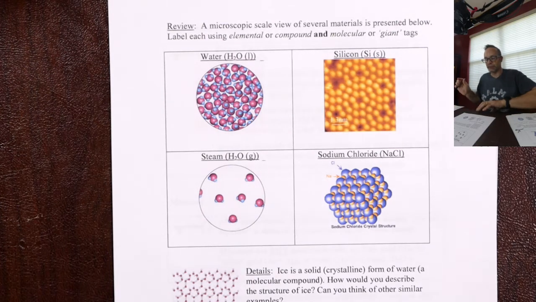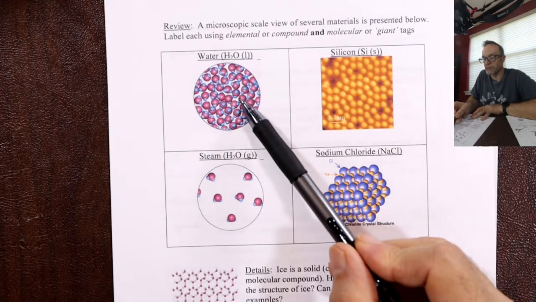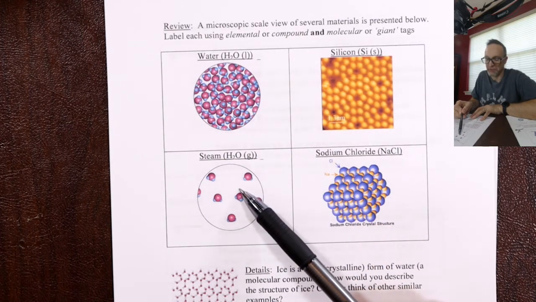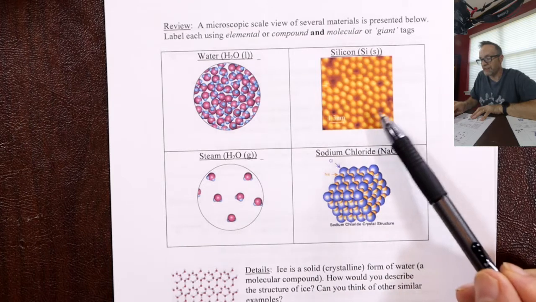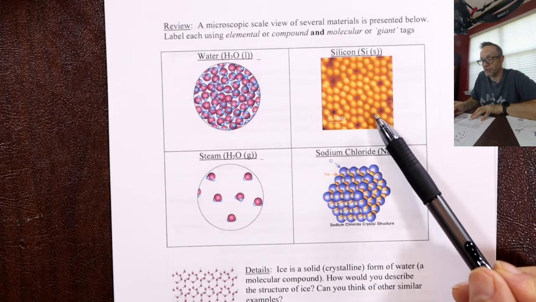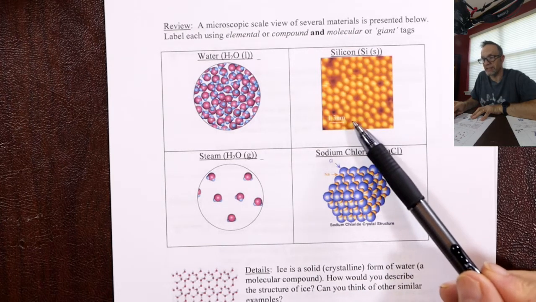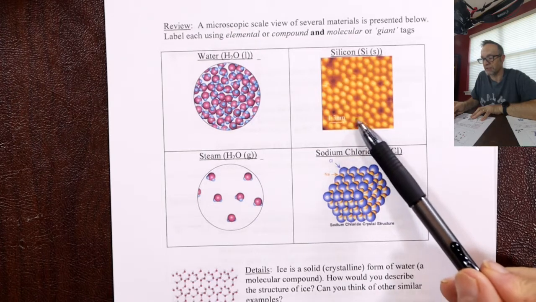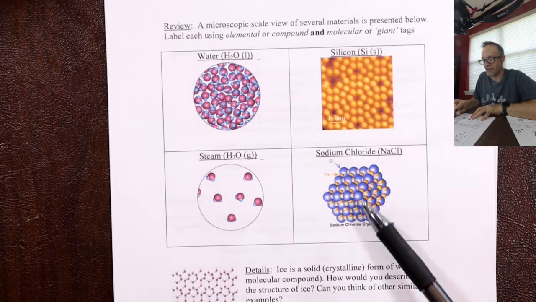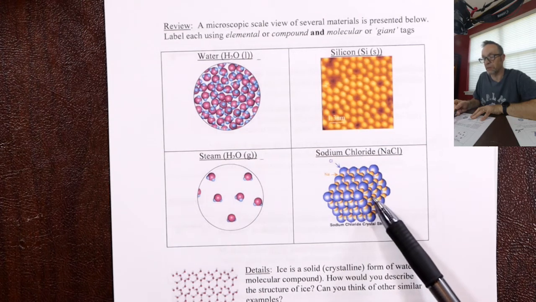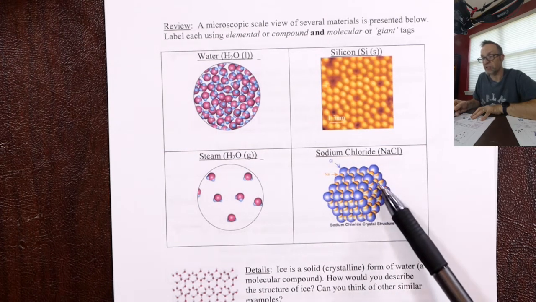Okay, so we have water, H2O, we have steam, H2O gas, H2O liquid for water. That's an interesting one. That's the surface of silicon, right? So a silicon chip, if you put it on one of those STM machines and zoom in, that's what you'd see. It's a very interesting arrangement of atoms. And that's an artistic impression of a sodium chloride crystal. Sodium chloride crystals are actually cubic.